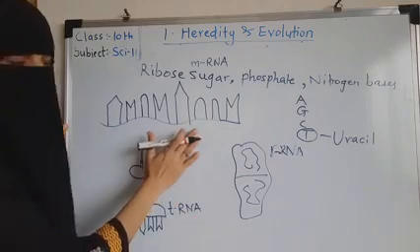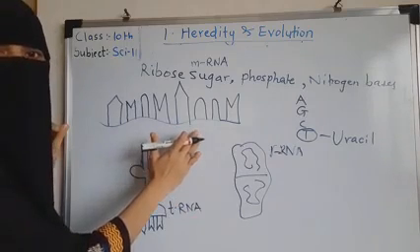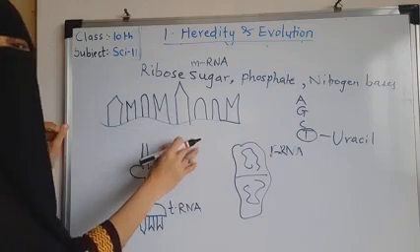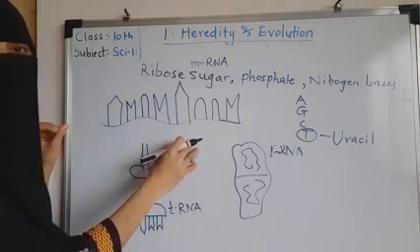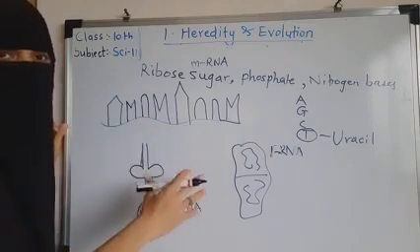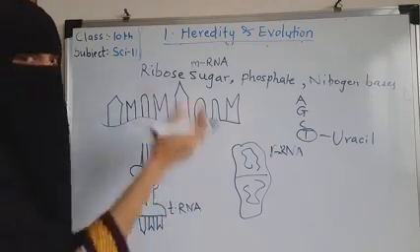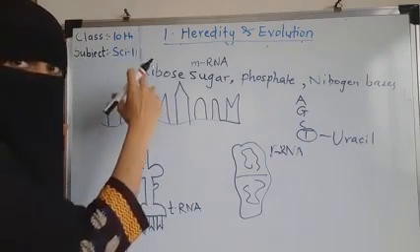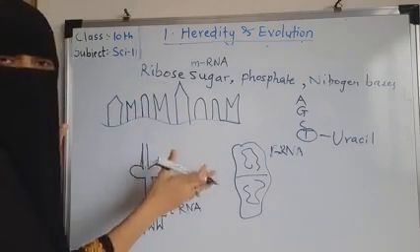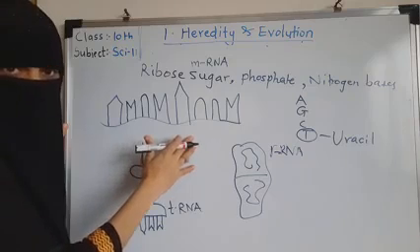Then the second one is messenger RNA. Messenger RNA is the RNA that carries information for the synthesis of protein. Means whatever information or data is required for protein synthesis from the genes present in the DNA chain, that information is carried by messenger RNA, right?